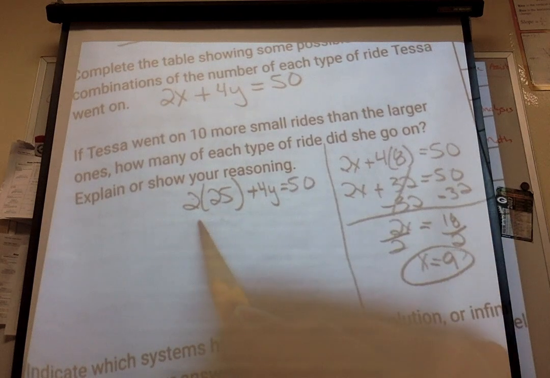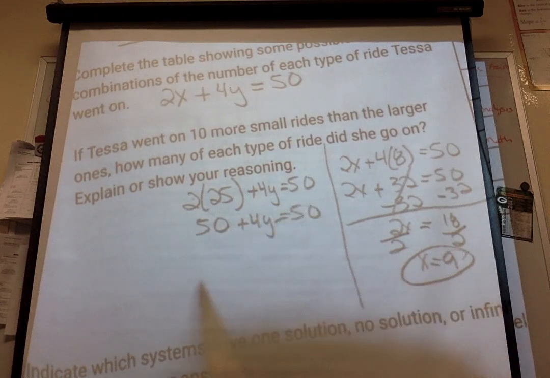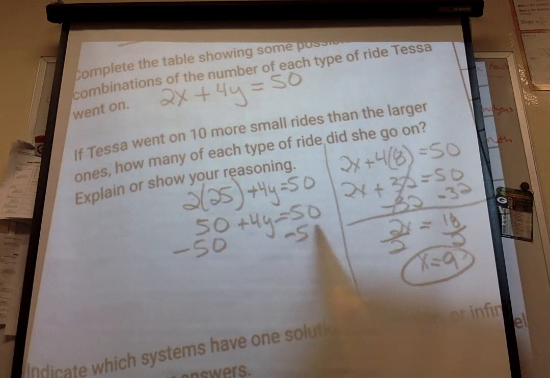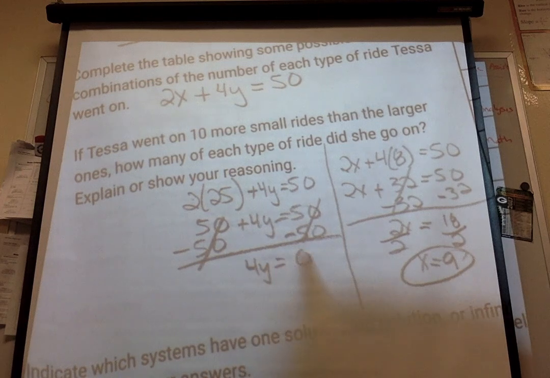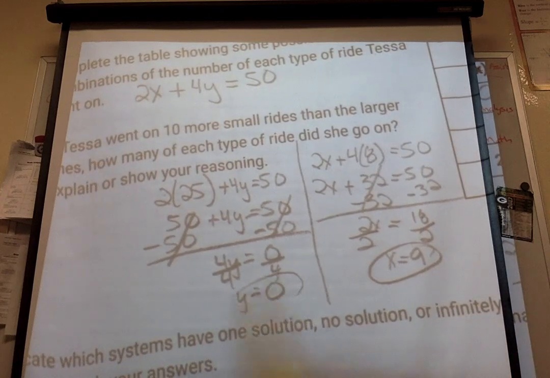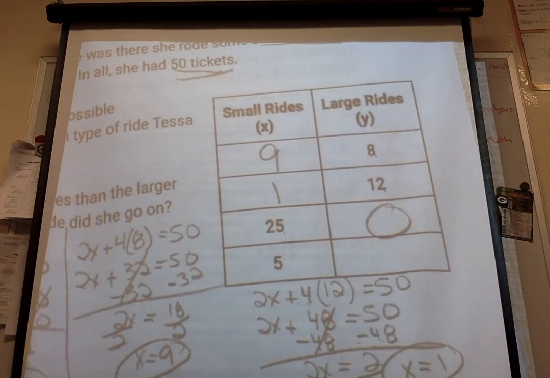2 times 25 is 50, plus 4y equals 50. I'm going to get y alone, so I subtract 50. Subtract 50. 50's gone, 50's gone, so all we have left is 4y equals 0. We'll divide by 4, so y will equal 0. So if you went on 25 small rides, you don't have any tickets left to go on the big rides. So it's a big 0.